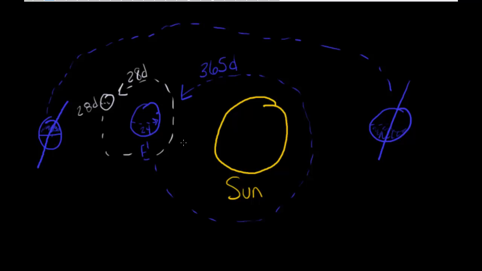So now we know that we have years because the earth revolves around the sun. We have days because the earth spins, or rotates, in 24 hours. We have months because the moon revolves around the earth. And we have seasons because the earth is tilted on an axis.